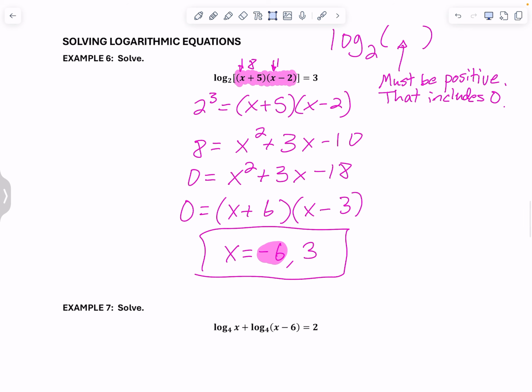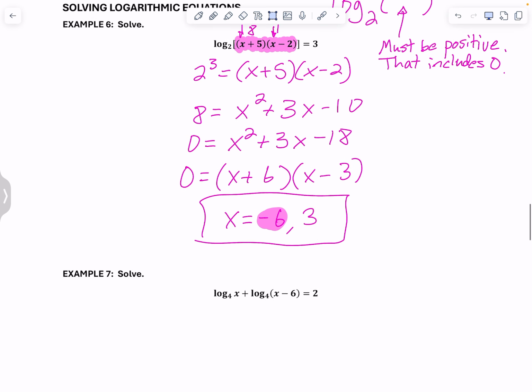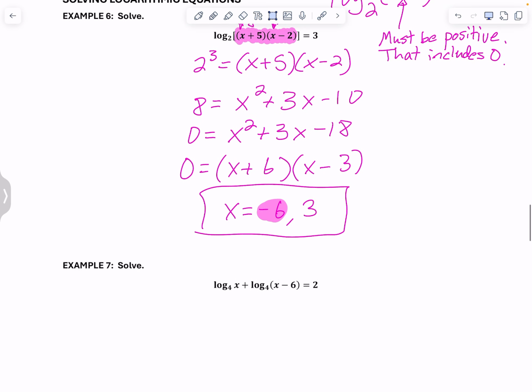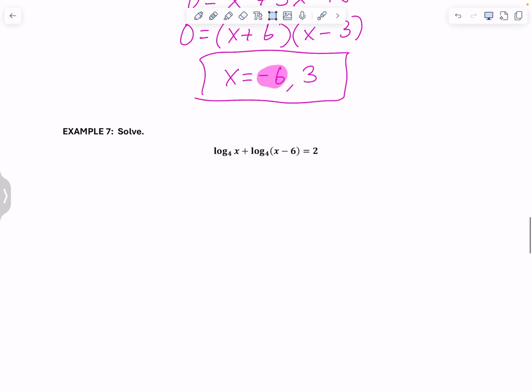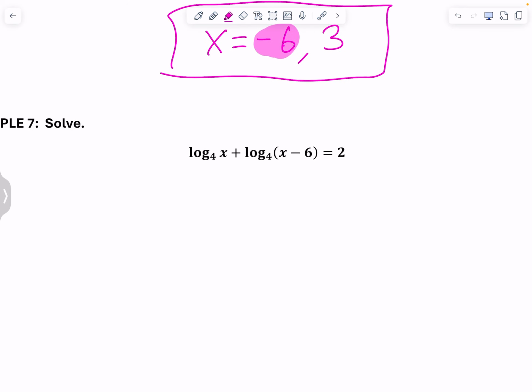All right. What's different about example 7 compared to the ones we've done? There's 2 logs. So what would our goal be then? To get 1 log, right? Because if I get 1 log, then it just becomes the problems that we were doing. Do you guys remember what we can do when I have 2 logs that have the same base and there's a plus sign in between?